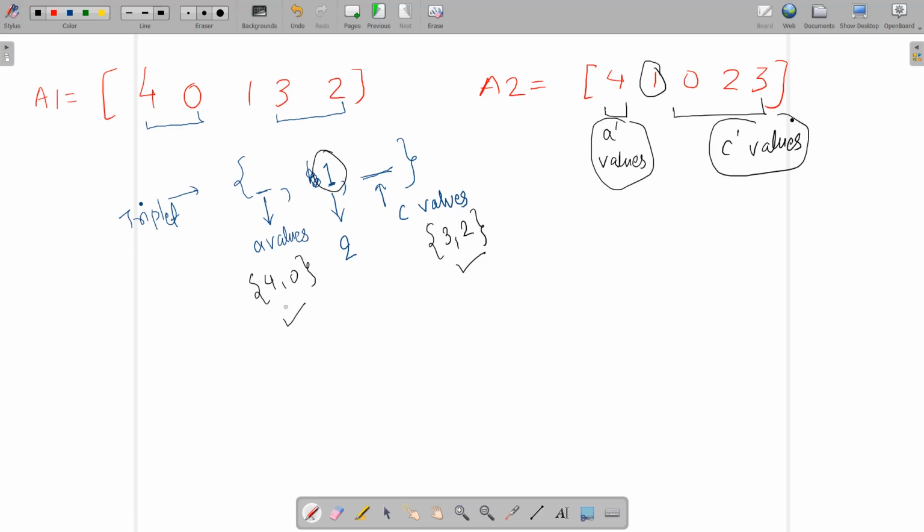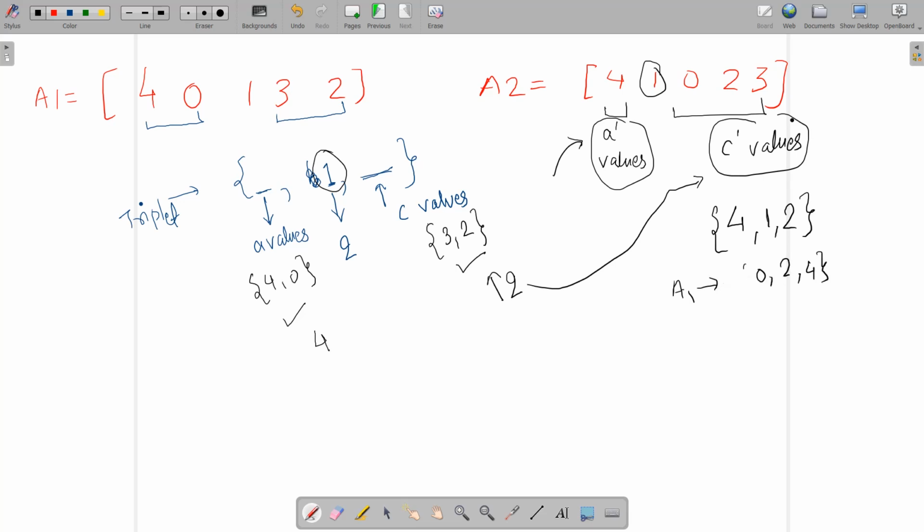Like suppose we choose 4 over this a values, then 4 must be present in a dash values also. And for over here, let's say we have chosen this 2, then 2 must also be present in c dash values, right? Suppose this happens, so it becomes 4 1 and 2, right? So this is a triplet. So you can see for a1 the indexes will come out to be 0 2 and 4. This is in increasing order.